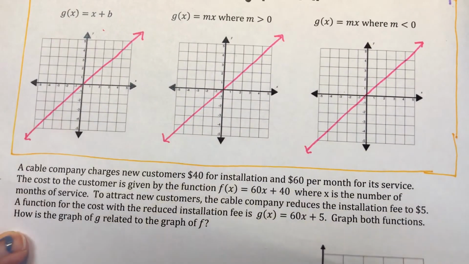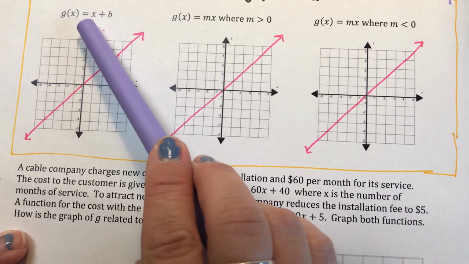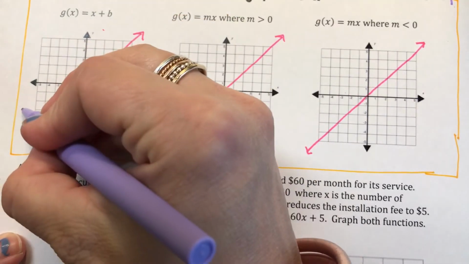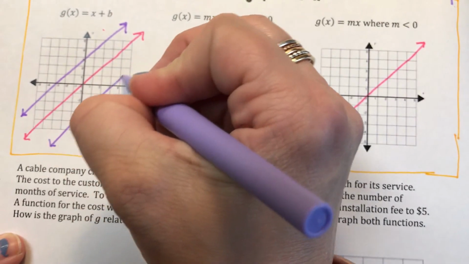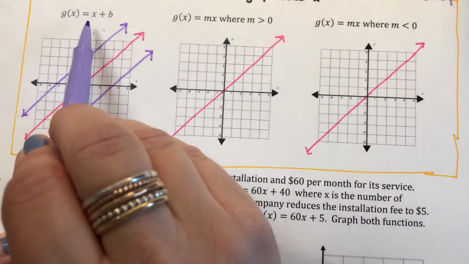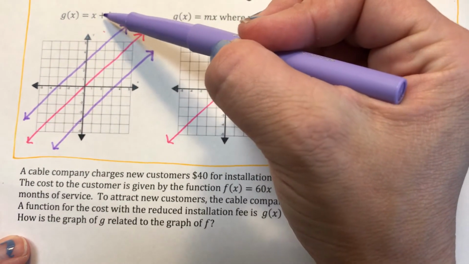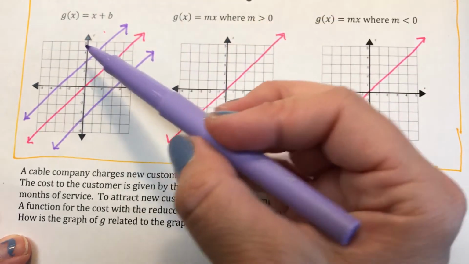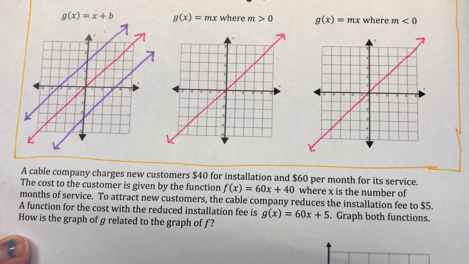Okay, so in general, if you are comparing g of x where it has x plus b, it's going to be parallel, but it's either going to be above your line or below your line, right? Because they're going to share the same slope. They're both x, but it depends on what the intercept is. If it's +5, it's going to be above. If it's -2, it's going to be below. But as long as it's just x, they're going to share the same slope.